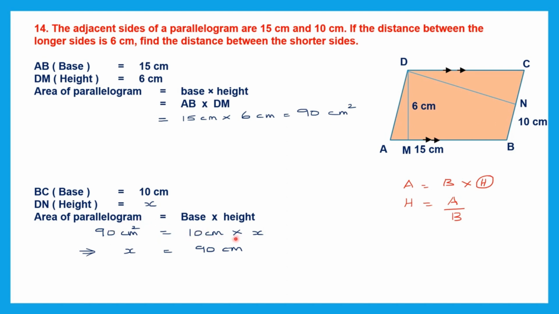Here it's multiplication, so it will now become division. So 90 divided by 10. As you know, you can cancel and you get 9. So that means X is equal to 9 centimeters. We're talking about the height, so 9 centimeters. So what have we found? We have found the distance between the shorter sides and that distance is 9 centimeters. So we can write it down here also. This distance between the shorter sides is now 9 centimeters.